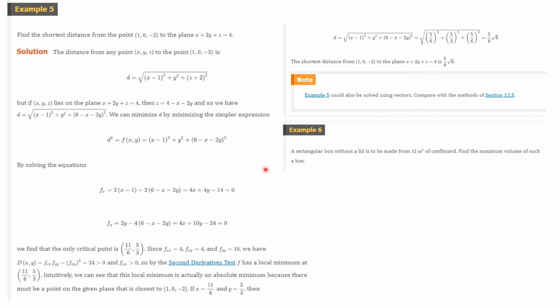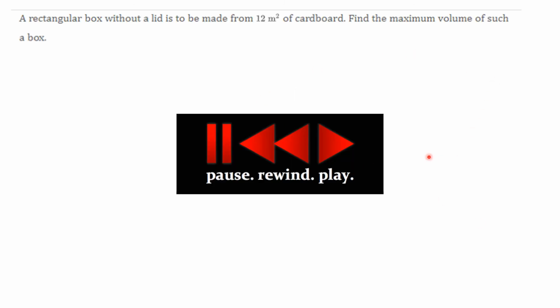We now come to another example, and I didn't give you a little work element here, but you know what to do. So a rectangular box without a lid, and that's different than the problem we had before, is to be made from 12 square meters of cardboard. Find the maximum volume of such a box. Now this is different because we're trying to maximize the volume and we're given the total surface area and there is no lid. You know what to do. Let's see how you did. Oh, here it is. I had it on this one.